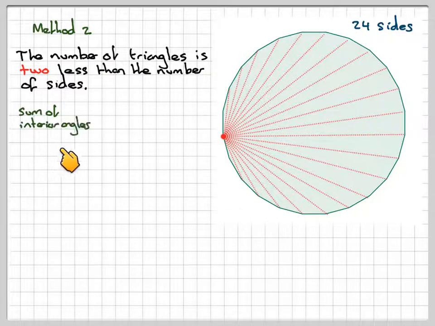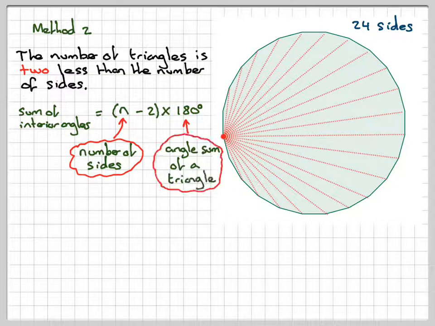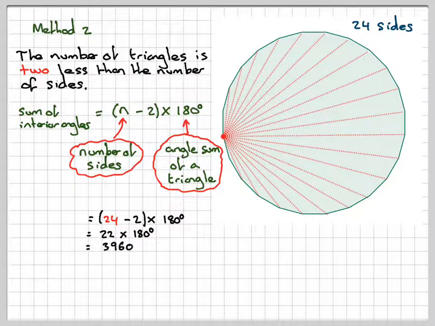Therefore, the sum of the interior angles is going to be the number of sides, take away 2. Now, for each of these triangles, the angle sum is 180 degrees. So we just multiply by 180. So this stands for the number of triangles, and this stands for the angle sum of a triangle. And therefore, we have 24 sides, we take away 2, and we multiply by 180. That gives me 22 times 180, and again I'm going to get 3,960 as the angle sum of all the interior angles. One interior angle being this angle here.